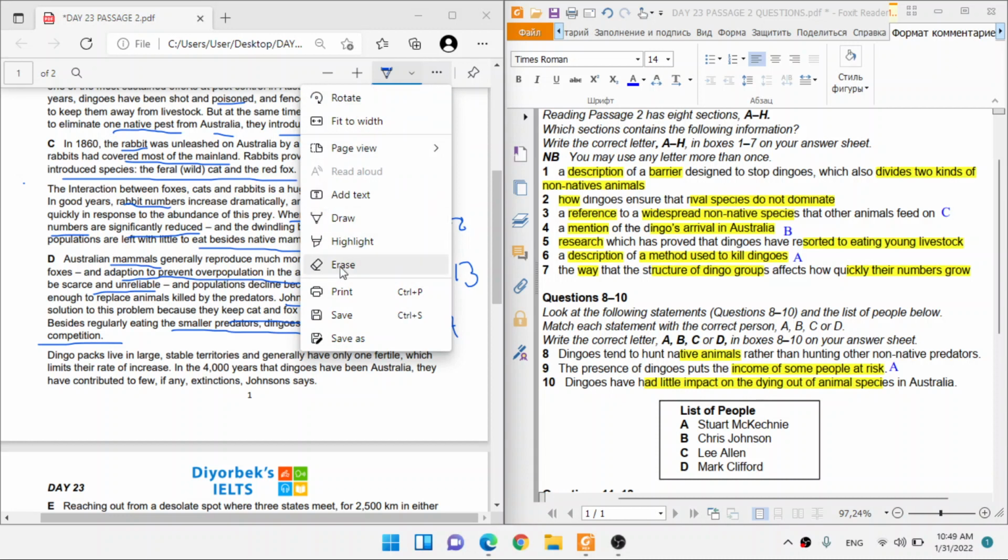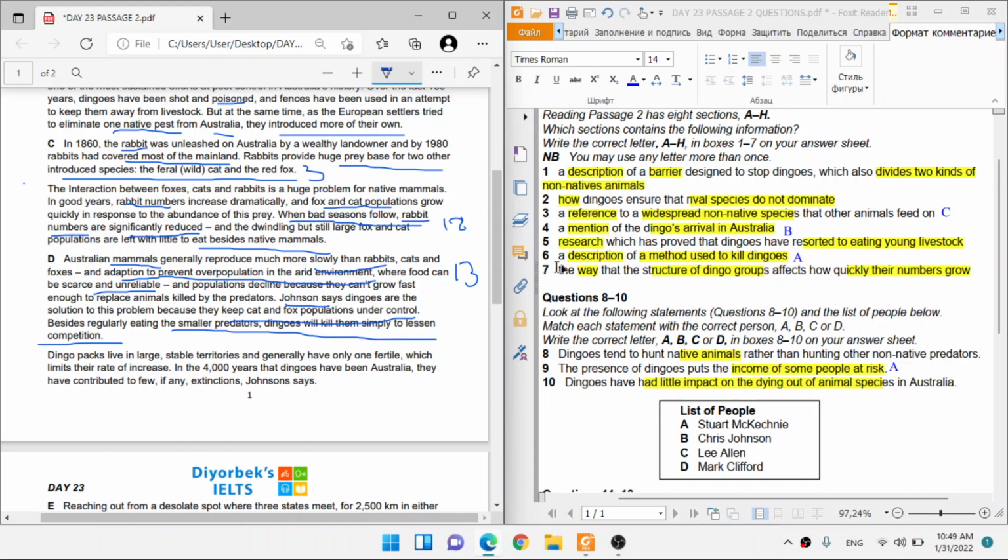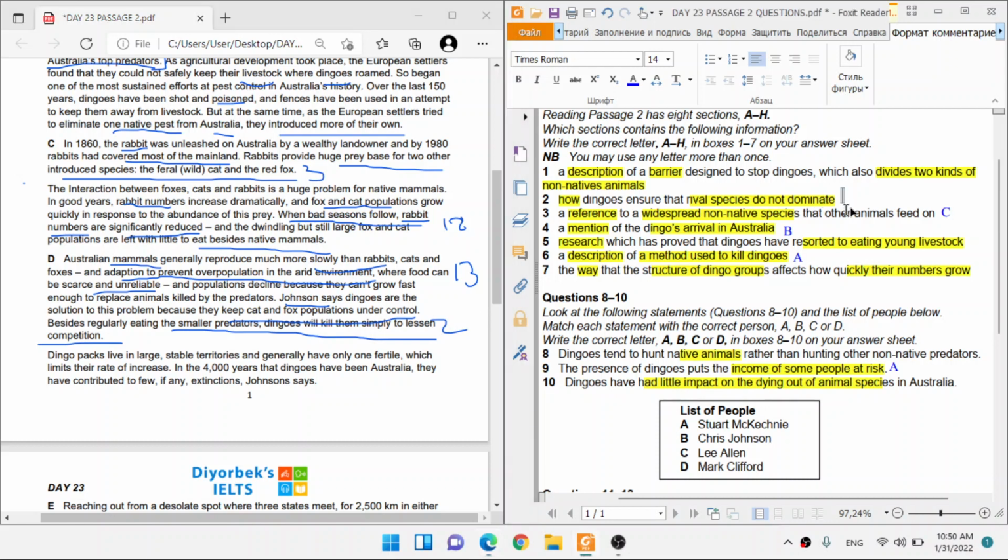We're not talking about the way it's structured, right? A description: how dingoes ensure that rival species do not dominate? Yes, because to lessen competition is a synonym for they do not dominate. Rival species are like cat and fox populations, and dingoes lessen the competition by eating the foxes and cats. So that's going to be question number 2, and the answer is D.